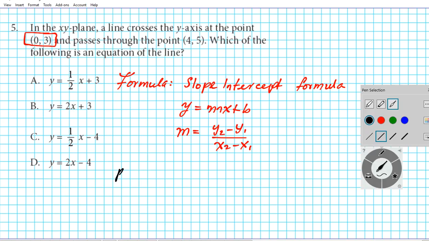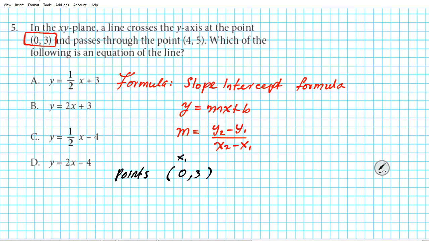Okay, so we have our points. Let's write down our points. (0, 3), which is equivalent to x1, y1. We have (4, 5), which is x2, y2. So our y-intercept b is equal to 3, because that's where the line crosses the y-axis, or where you have a 0 coordinate value. So we have b down.